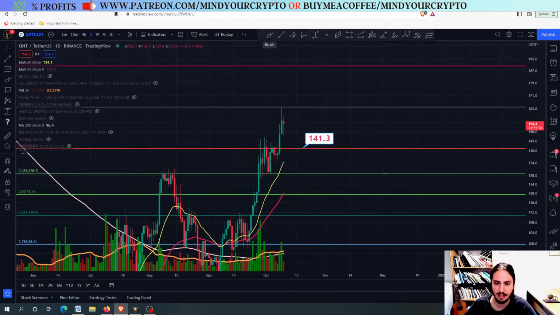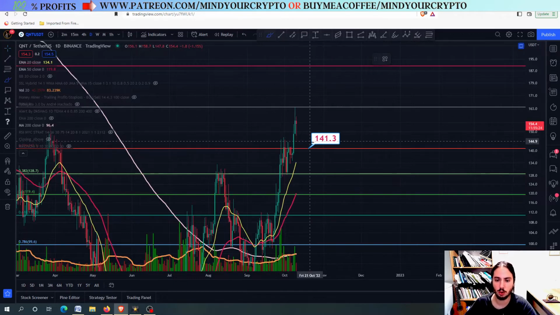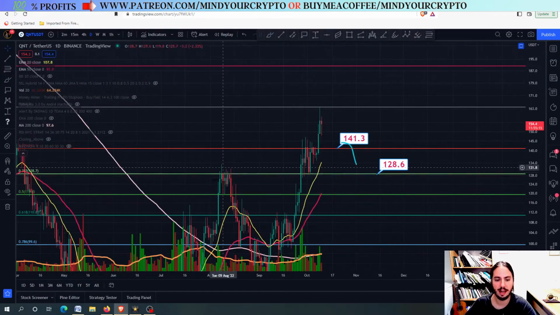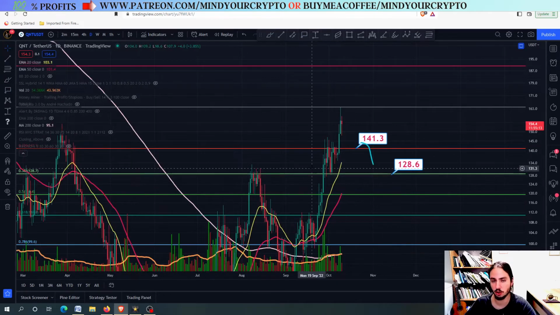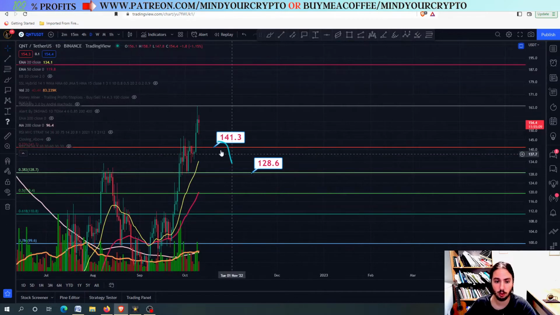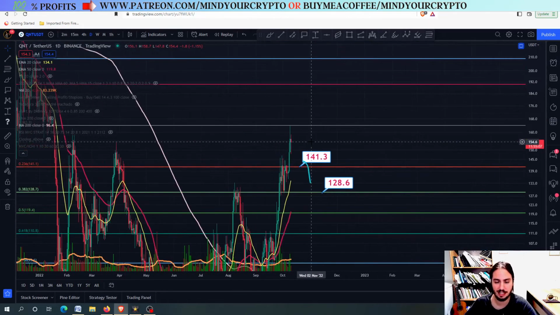So in the daily frame, we want to maintain this support level right here. If we close below this line, we are going down all the way to 128.6, which was the previous high back here on 11 August 2022. So be prepared and be careful because we might drop even more.